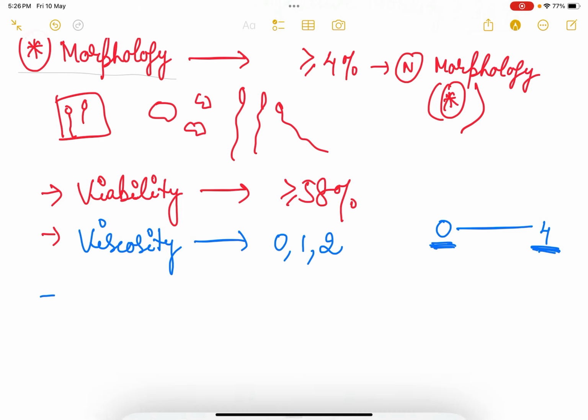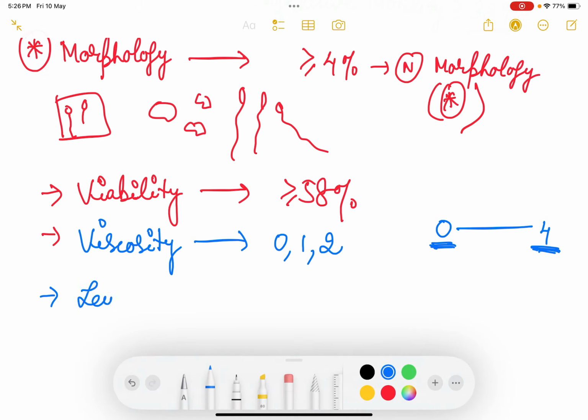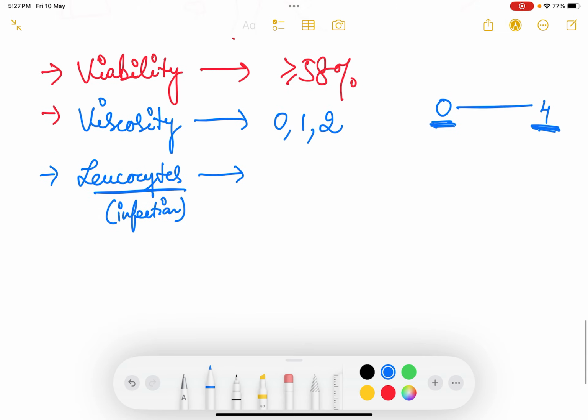Then coming to leukocytes. What is the concentration of leukocytes which should be present? Leukocytes are indicative of infection. Infection in the genital tract, testicular infections or something like that will have leukocytes. So the leukocyte content should be less than 1 million per ml. 1 million in 1 ml of semen.